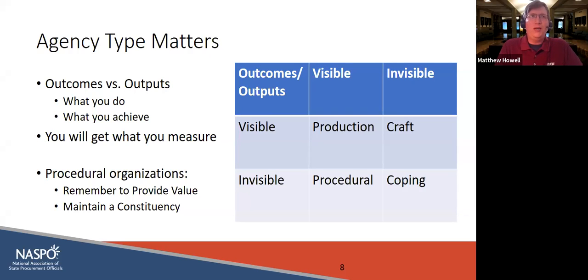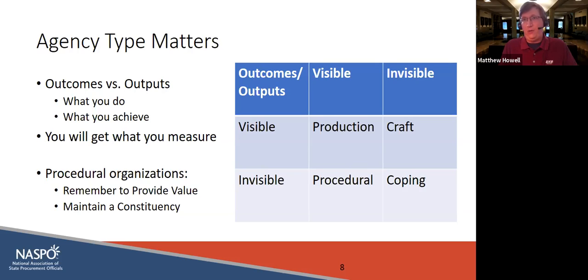And procedural organizations have the problem that they can't easily show their value. What they can show is that they followed procedure, which means that procedure can get elevated to the most important thing. We're going to follow procedure, whether it's serving our clients or not. We're going to follow our procedures, whether it's providing value or not, because the most important thing is to not violate procedures, because if we violate procedures, people will get mad at us.